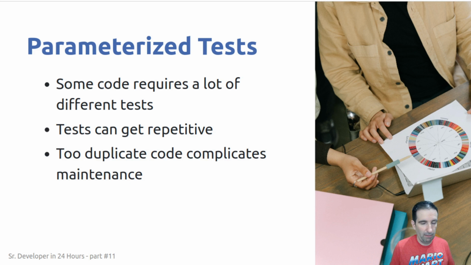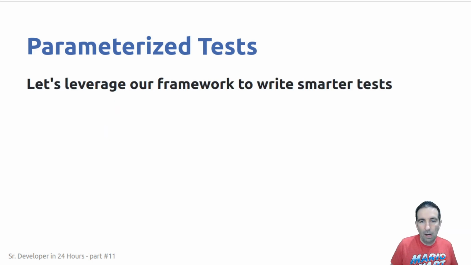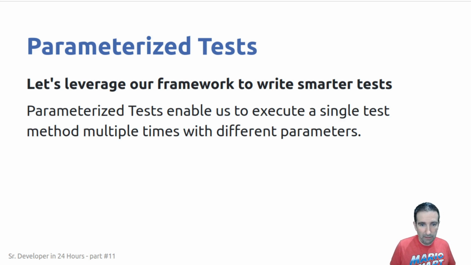And obviously, when we have a lot of copy paste, a lot of duplicated code, it makes maintenance much more complicated. And remember, we want to keep our tests as simple as possible, easier to understand. We want to avoid crazy looping, crazy branching, things like that, so that if somebody comes in and tries to understand what a test is doing, it is very evident. All right, so we want to leverage our framework to write smarter tests. Parameterized tests enable us to execute a single test method multiple times with different parameters.